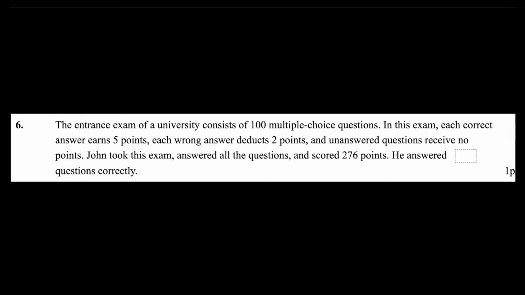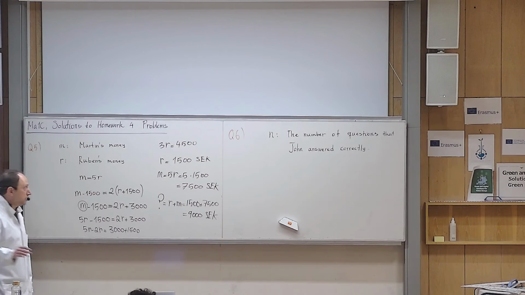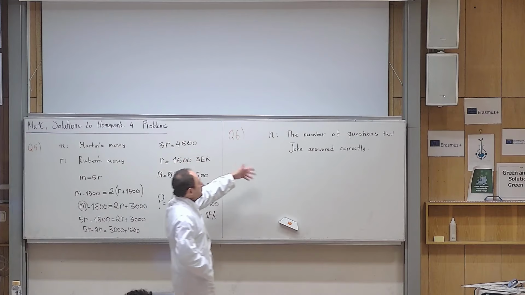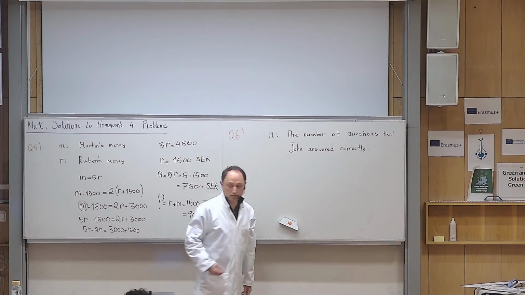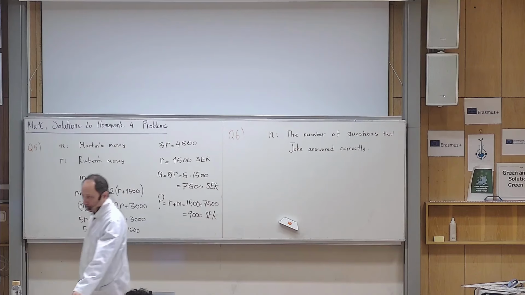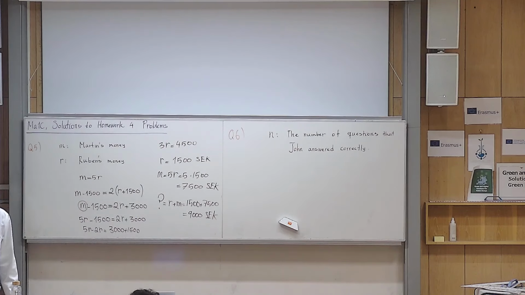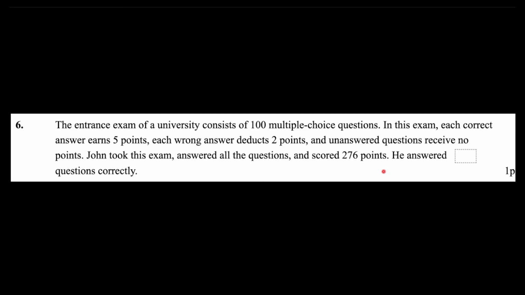So as I told you during the lesson, one of the guides is to read the last part of the question. He answered questions correctly. So in other words, what we are interested in is the number of questions that John answered correctly. So this is a very good guide. This is why I say, for example, let n be the number of questions that John answered correctly. Then I go back and read the problem, sometimes 2 or 3 times even, because I have to understand.